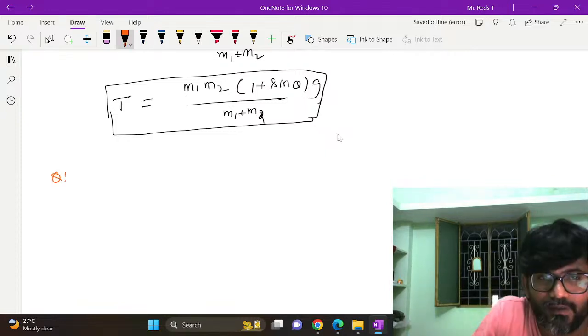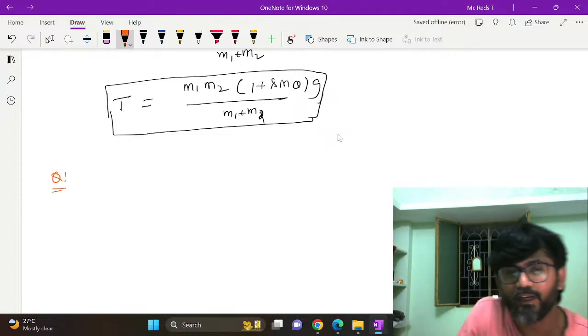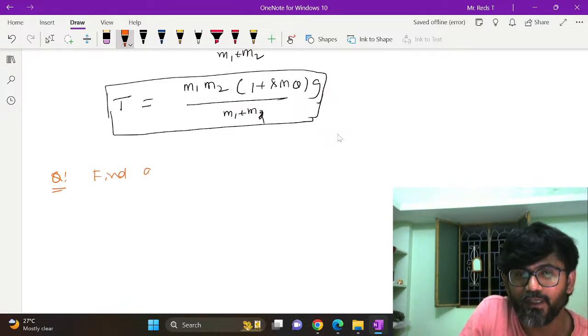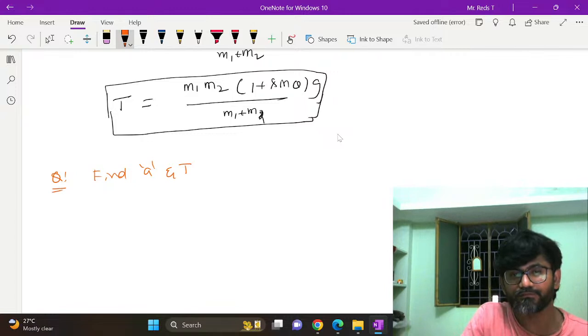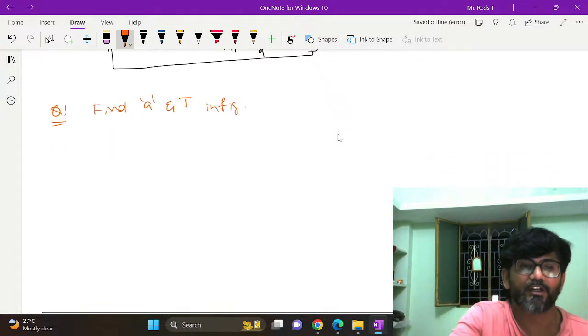Next case. You can take the same. Find A and T. In the figure, just let me draw it here.